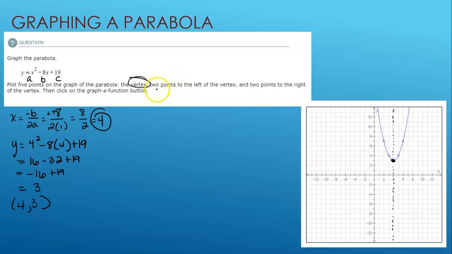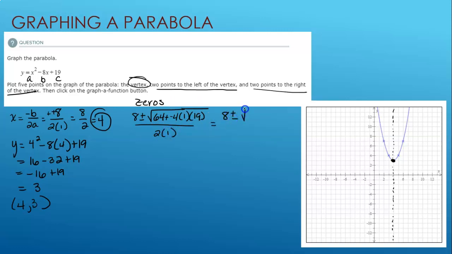Now it says 2 points to the left of the vertex and 2 points to the right of the vertex. Sometimes those could be zeros, but let's look at what happens when I try to use my quadratic formula. To find my zeros, I can either factor or use the quadratic formula. My quadratic formula is going to be negative b, so that's 8, plus or minus the square root of b squared plus negative 4 times a times c, all over 2 times a. But let's look and see what happens to our discriminant here.